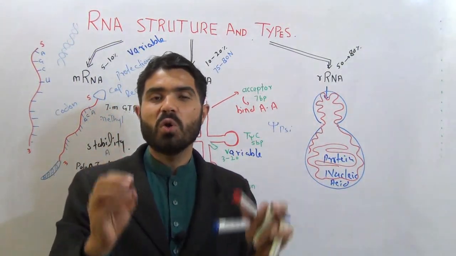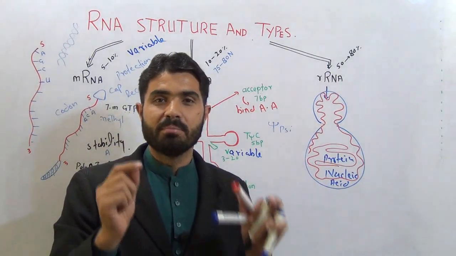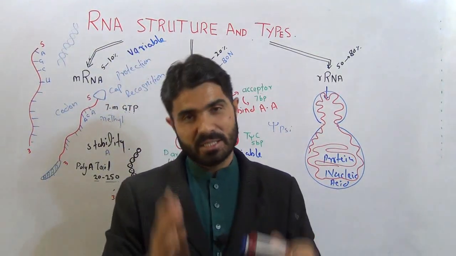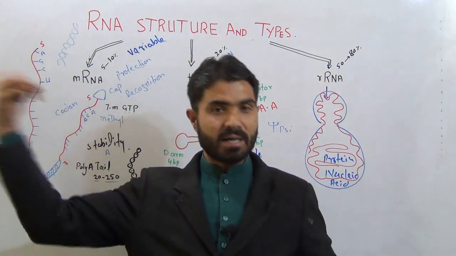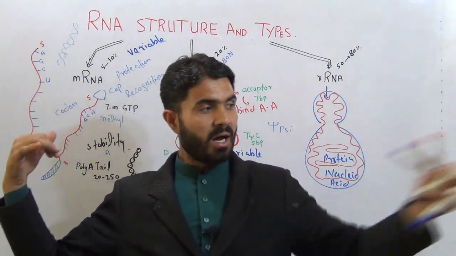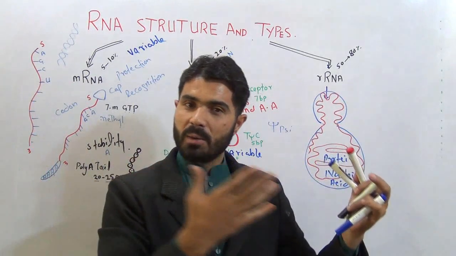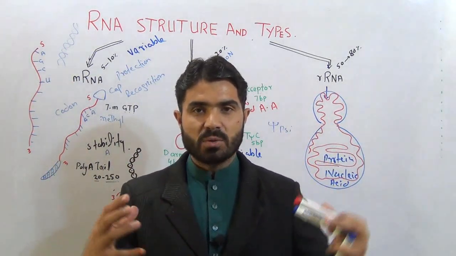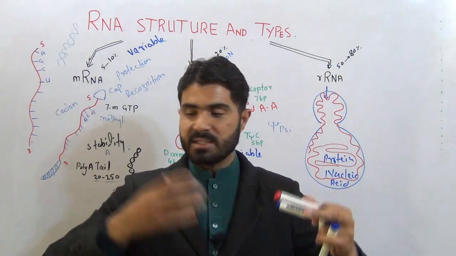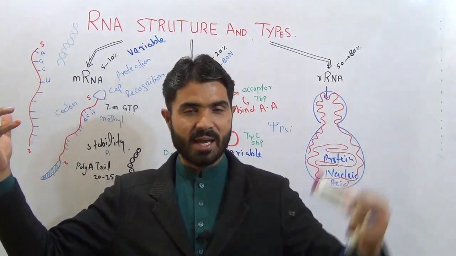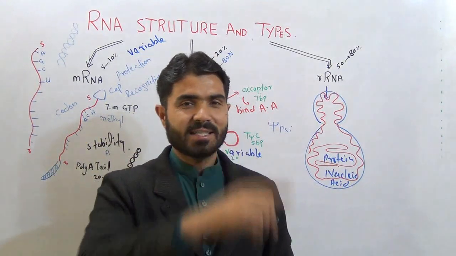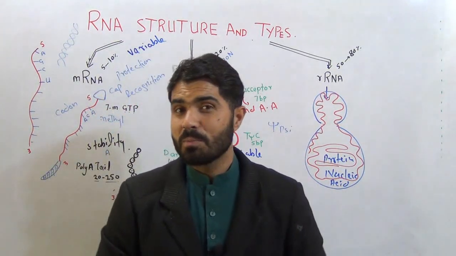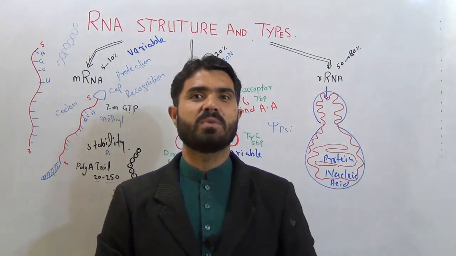Protein synthesis always requires some sort of machine, and the ribosome acts as a machine, because information will come from the messenger RNA, amino acids will come by the help of transfer RNA, and some sort of machine will help in translating that message of messenger RNA and these amino acids, that is called the ribosomal RNA. So this video was about the types and structure of the RNA.